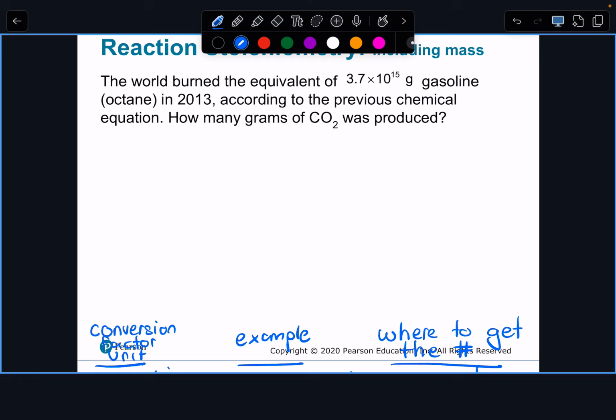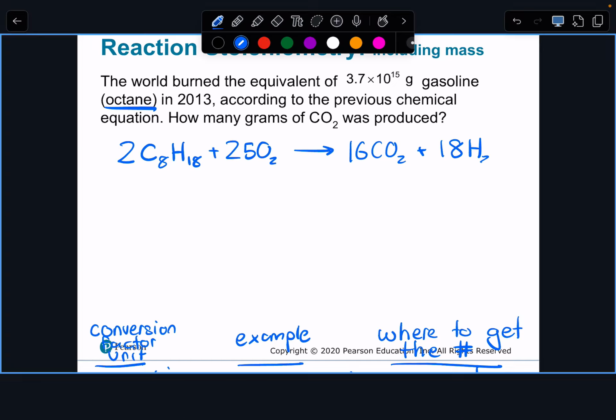The world burned the equivalent of 3.7 times 10 to the 15th grams of octane. So this is the one we were looking at before, C8H18. And I'm just going to rewrite the balanced equation so that we have it handy. So it was 2 C8H18 plus 25 O2, making 16 CO2 and 18 H2O. Okay, so this is octane, C8H18. Oct, like 8, that's where it comes from.